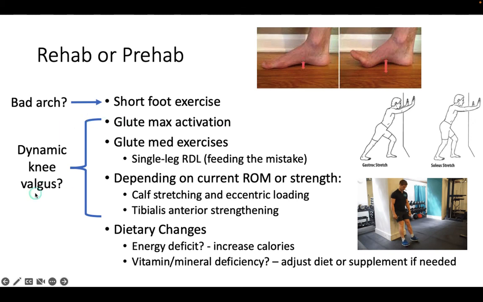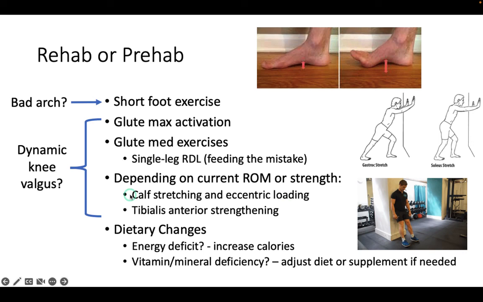If dynamic knee valgus is the problem, then the stuff we talked about before, glute max activation, glute med exercises would work well. And then I also think in an overall program, depending on current range of motion or strength, I think calf stretching and or eccentric loading could be beneficial. So I know previously, on the last slide, I talked about how research showed that stretching and strengthening the calf wasn't effective, but I think those were the only exercises they did in the study.